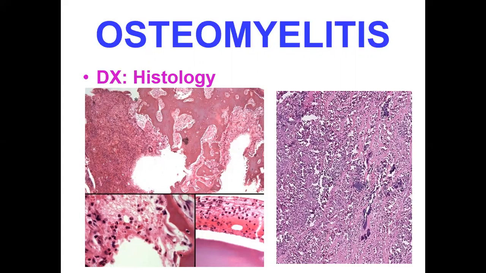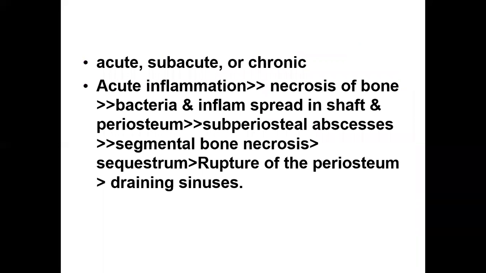On microscopy, in pyogenic osteomyelitis, we see numerous neutrophils infiltrating the bones, and there are areas of necrotic tissue debris. And once the bone is necrotic, we call it sequestrum. So dead bone is called sequestrum.